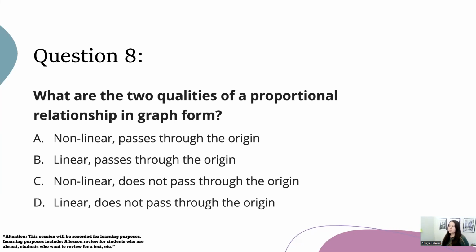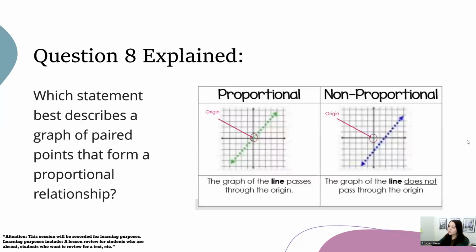Question 8, what are the 2 qualities of a proportional relationship in graph form? Like the first page that we discussed at the beginning of this help video, a proportional relationship in graph form has to have 2 main qualities. It has to be a straight line and it has to pass through the origin. So the only answer here that matches with that would be B, linear and passes through the origin.